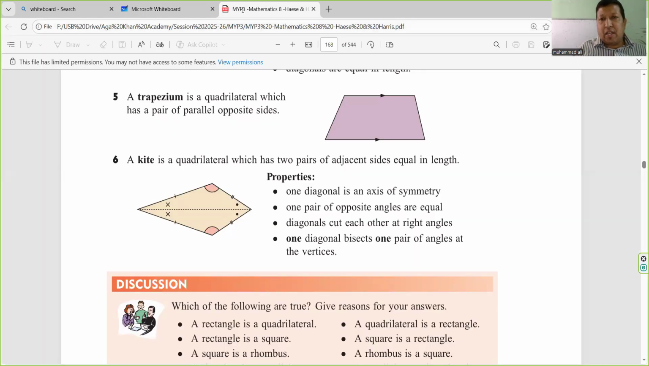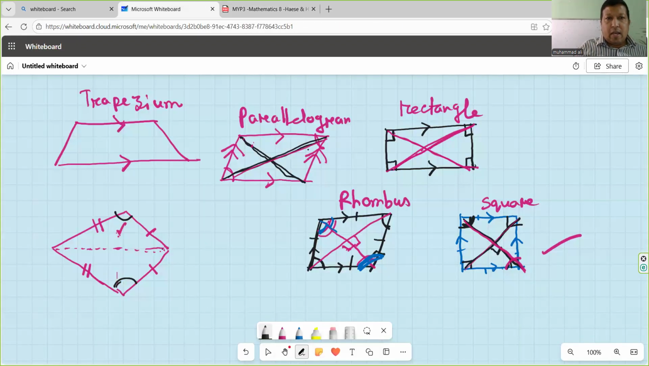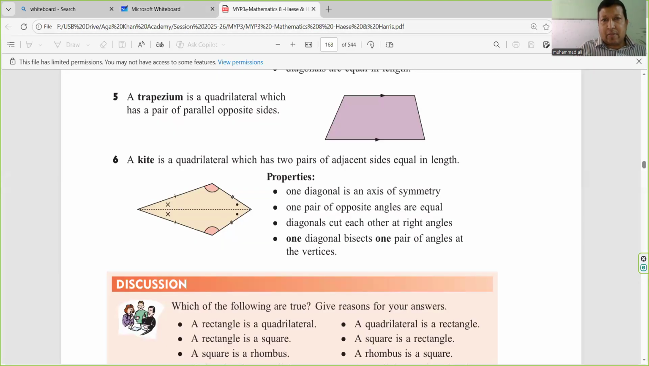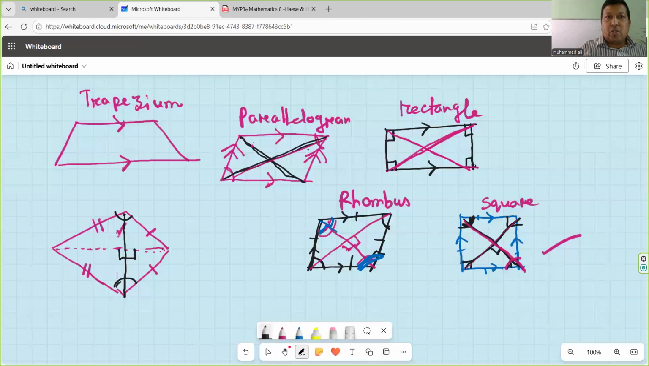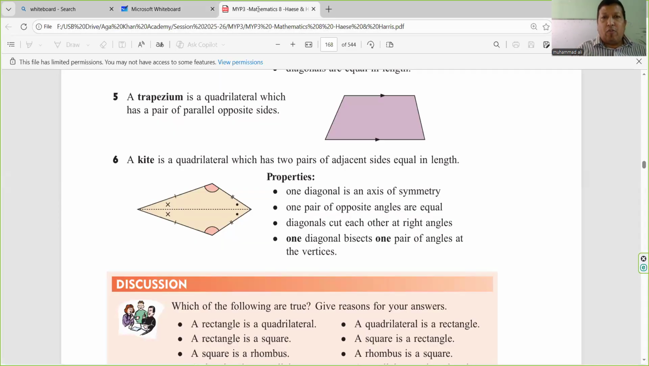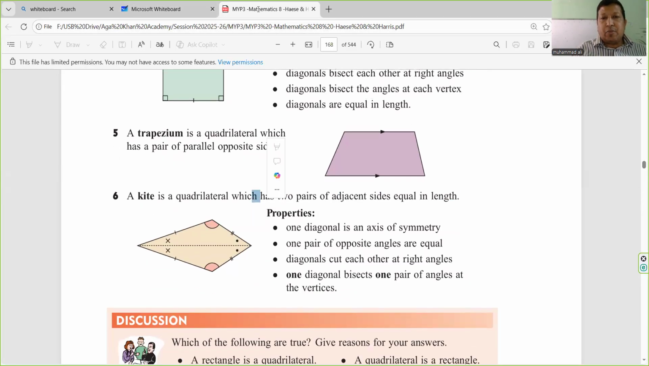Diagonals cut each other at right angles. So this is one diagonal. If we draw another diagonal, the diagonals cut each other at right angles. One diagonal bisects one pair of angles at the vertices. So this diagonal bisects this angle. So these are all the properties of quadrilaterals.